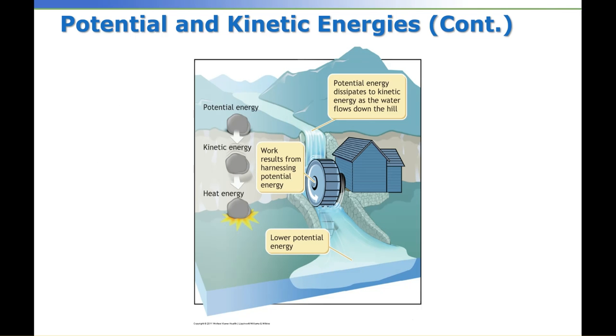You have potential and kinetic energy. So potential energy is like the rock at the top of the hill. It's ready to fall. Kinetic is moving, and then heat energy is what's lost or dissipated. So potential energy dissipates into kinetic energy. As the water flows down the hill, work results from harnessing potential energy, and then there's a lower potential energy at the bottom.